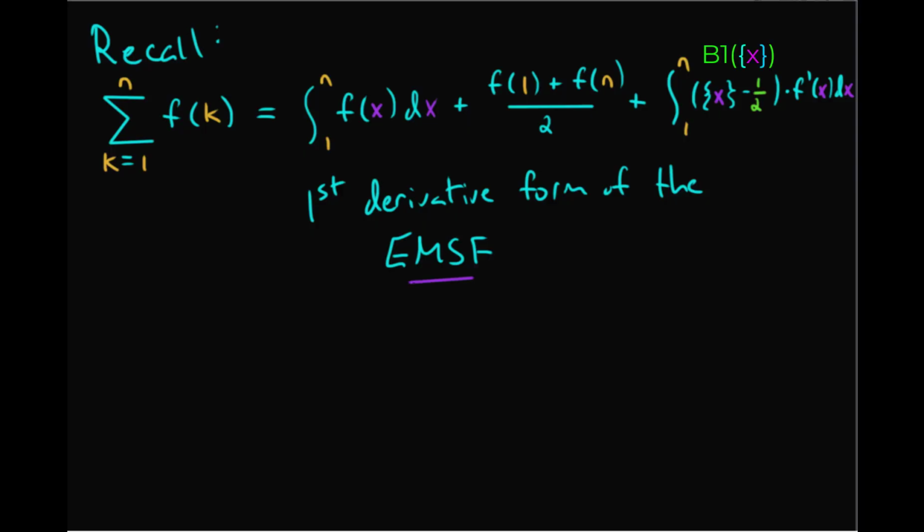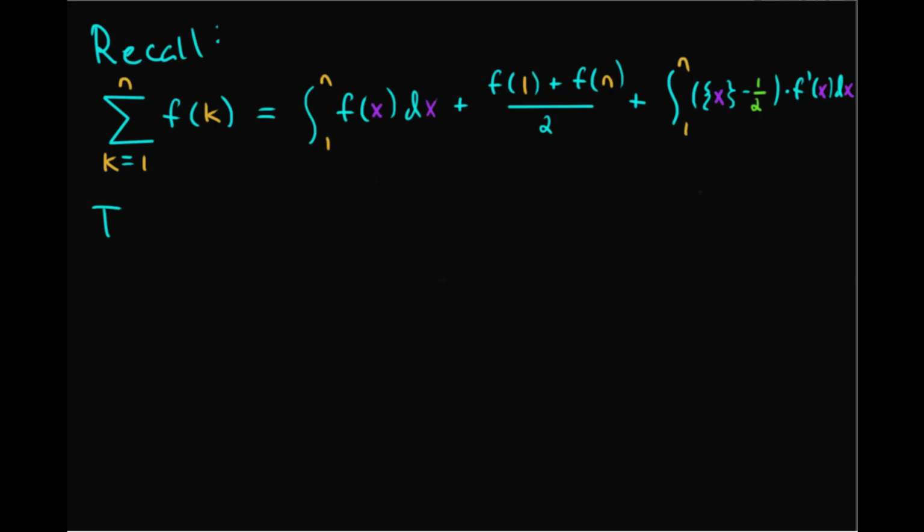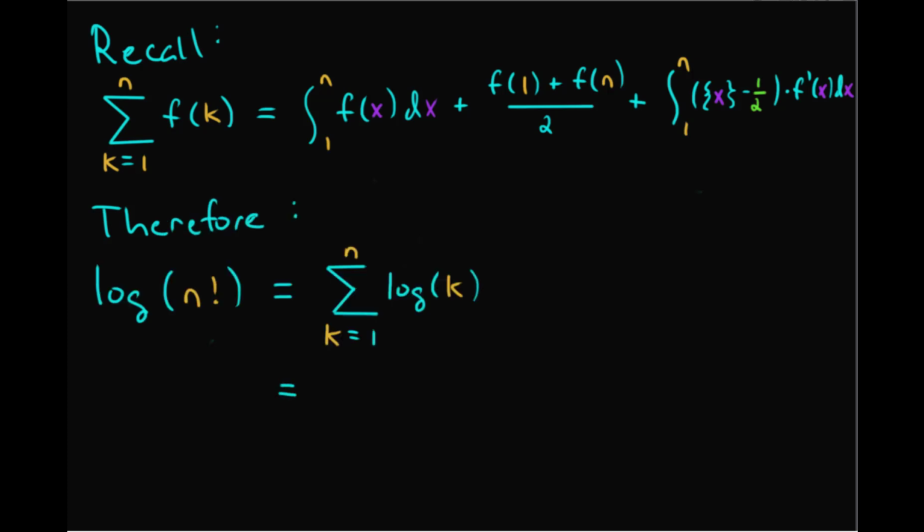And I'll just remind you all that the expression inside the remainder integral, the polynomial fractional part of x minus 1/2, which is multiplying f prime of x, that expression, fractional part of x minus 1/2, is just the first periodic Bernoulli polynomial. So that's the first derivative form of the Euler-Maclaurin summation formula in its most general form.